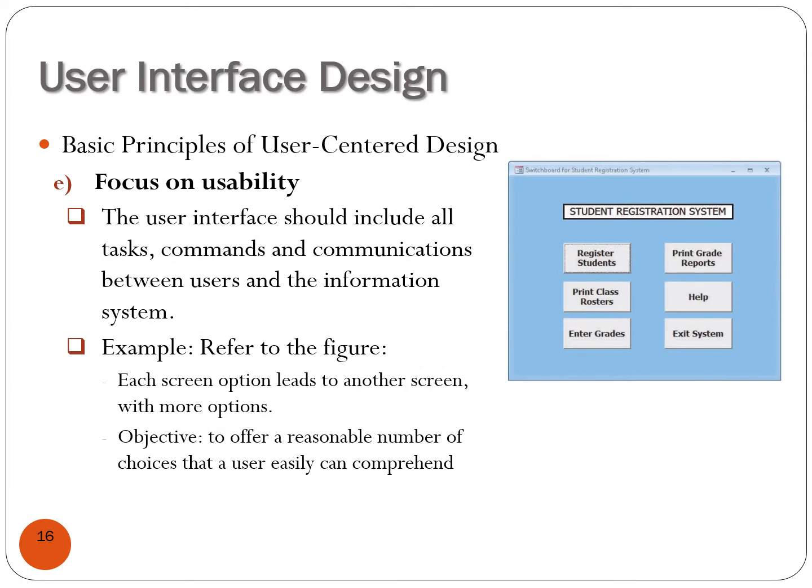Next, focus on usability. The user interface should include all tasks, commands, and communications between user and the information system. Refer to this figure. This figure shows the main option for student registration system. Each screen option here, such as register students, leads to another screen with more options. The objective is to offer a reasonable number of choices that a user easily can comprehend.